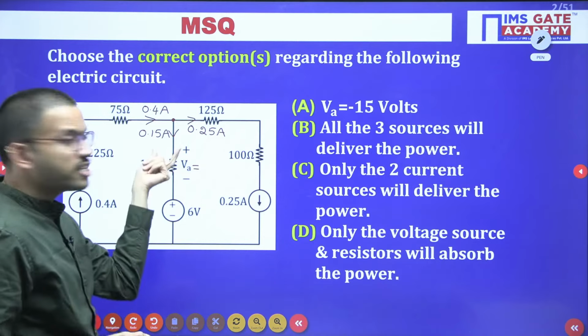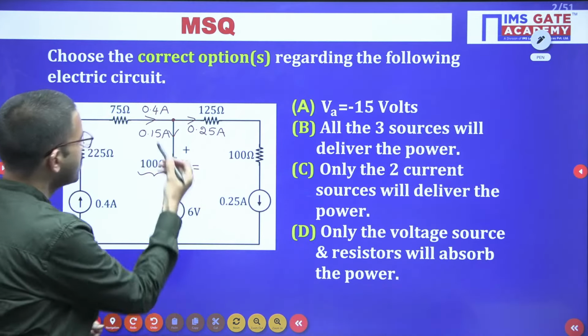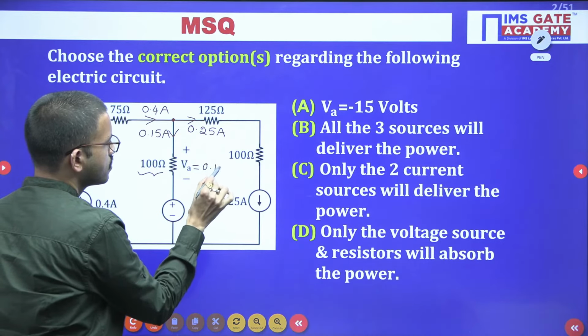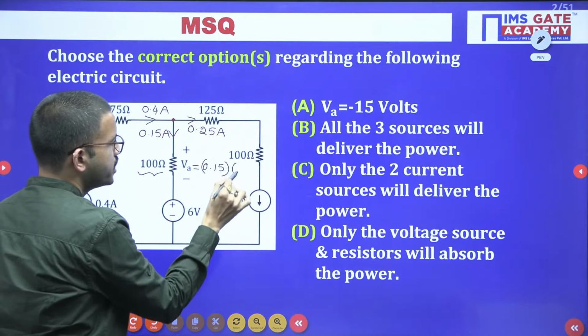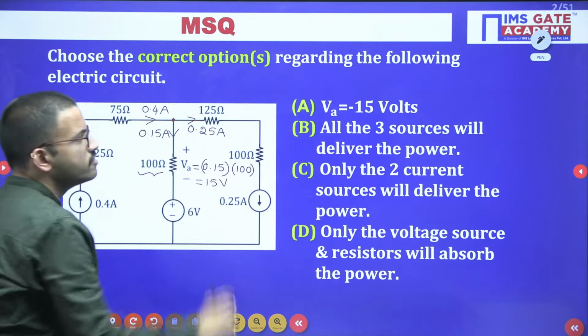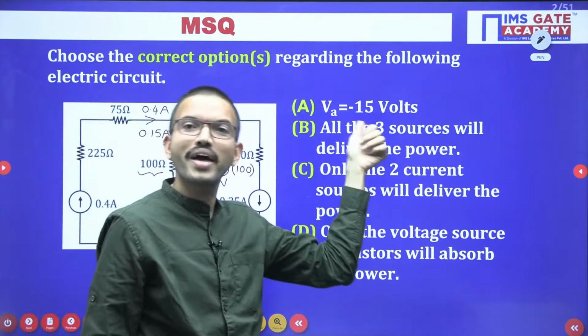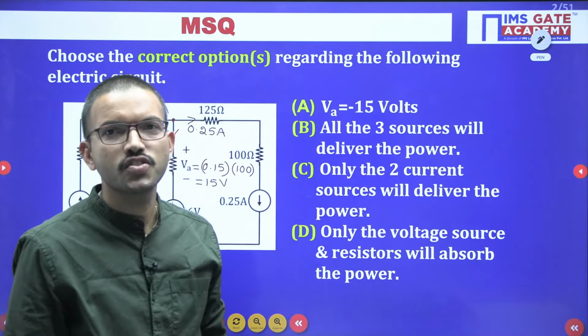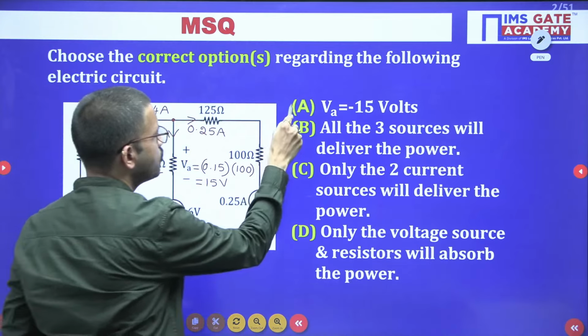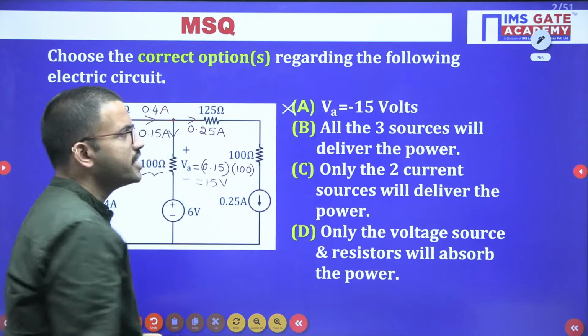Yeah. So by using Ohm's law, here you will get 0.15 into 100, that is nothing but 15 volts. You are getting 15 volts, but here they have mentioned minus 15 volts. Yes, very good, Manoj. So that is the reason we have to eliminate option A. Option A is not correct.